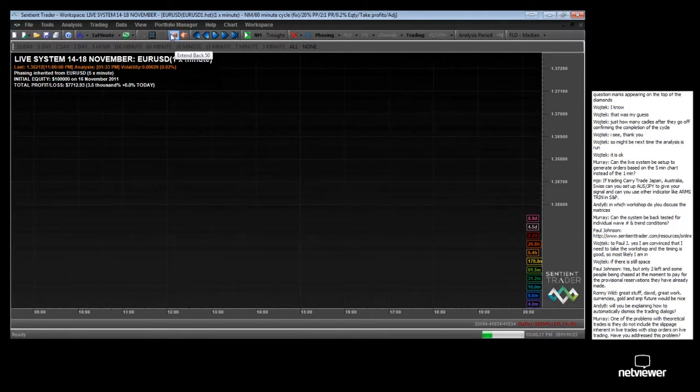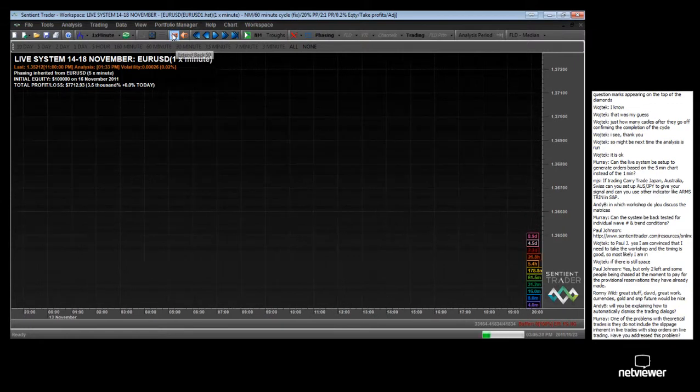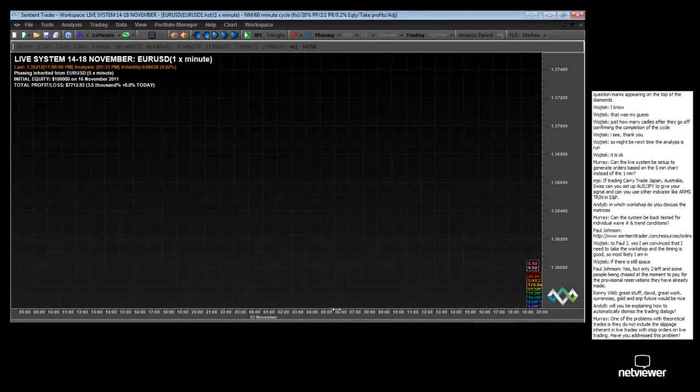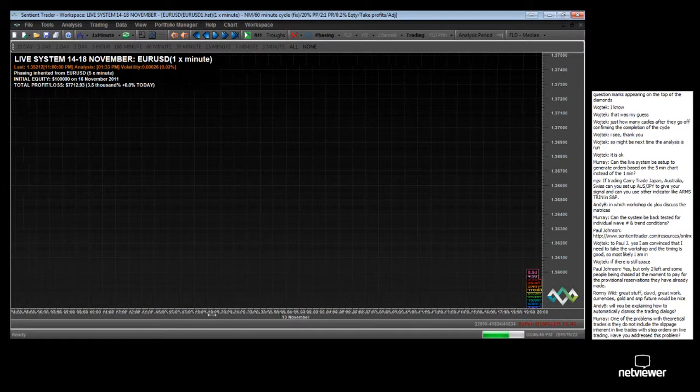Let me do the same thing. I should have done this on the 1 minute chart, so let me do it there and show you why. Why are the bars grey? Because Sentient Trader is not including them in the analysis, which speeds it up.